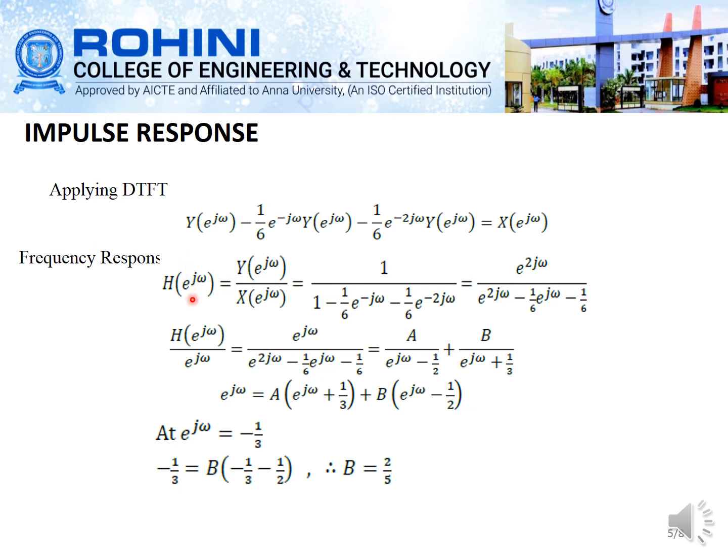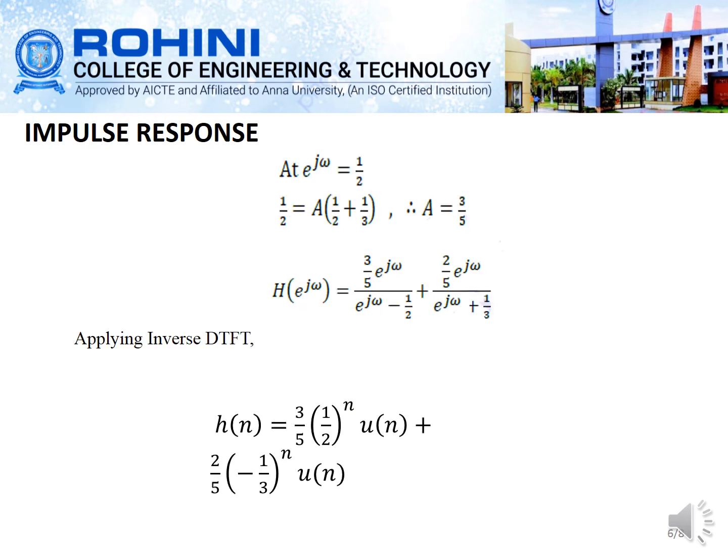H(e^jω) equals Y(e^jω) divided by X(e^jω). Here we are also asked to find the impulse response. For that, we apply partial fraction expansion, dividing the system function into two terms and factorizing the denominator. We then find the values of A and B by substituting suitable values for e^jω, and substitute these constants into the above equation. Thus we get H(e^jω) as shown in this equation.